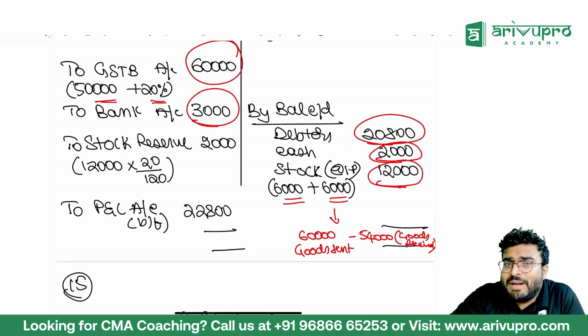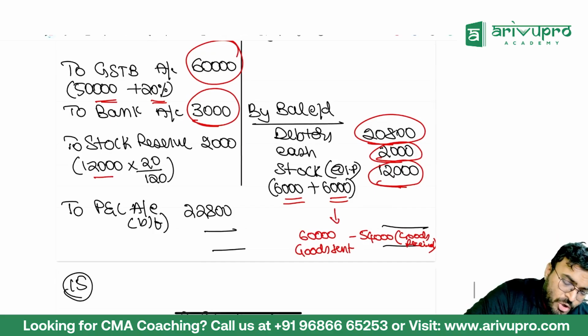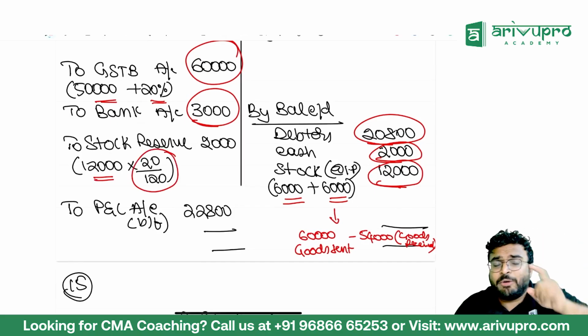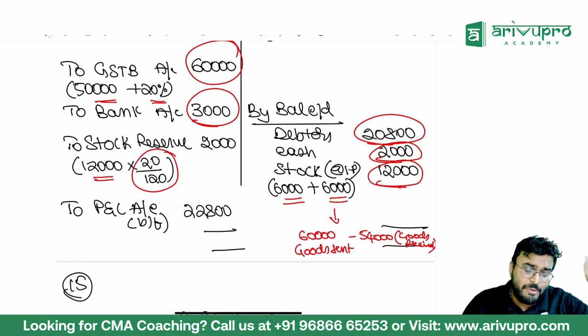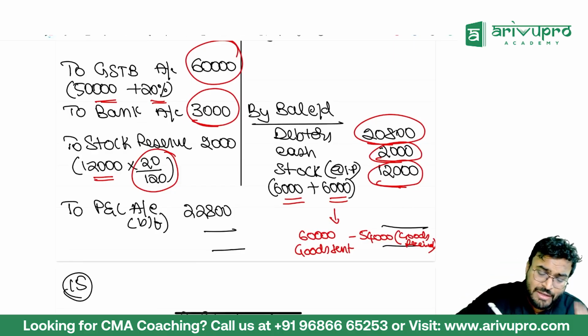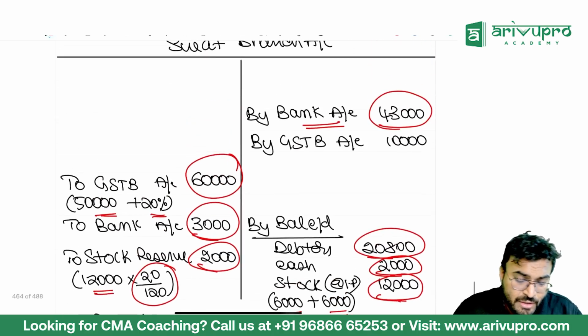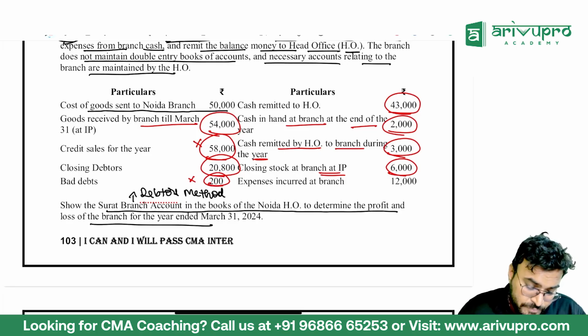Closing stock is at invoice price. So what we should do, immediately we have to remove the profit portion. 12,000 into 20 divided by 120. 20% was on cost, so on sales it will be 120. 20 divided by 120. So you will get 2,000 as the stock reserve. Now what you are going to do?